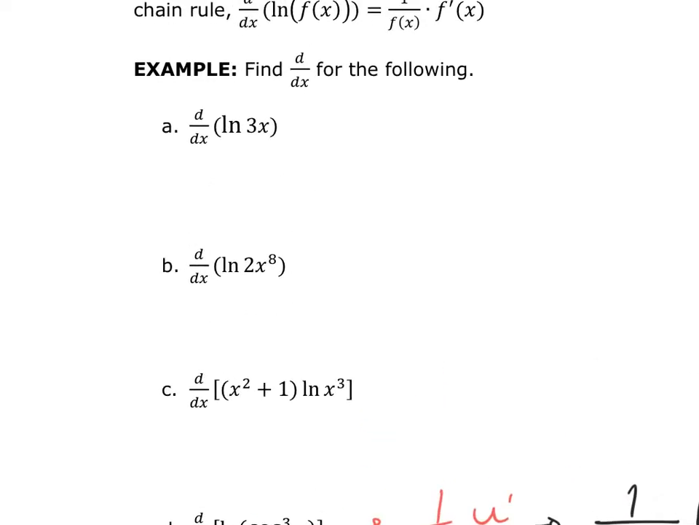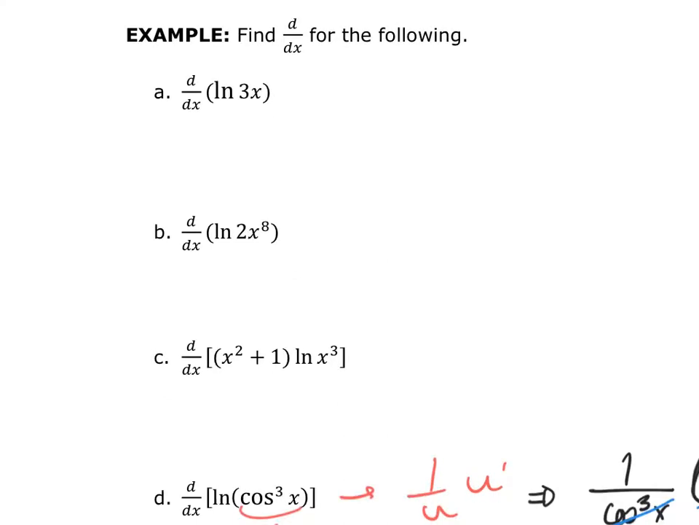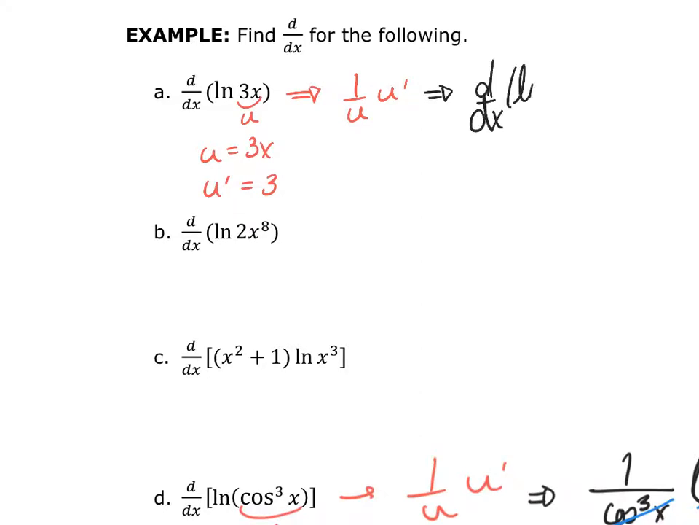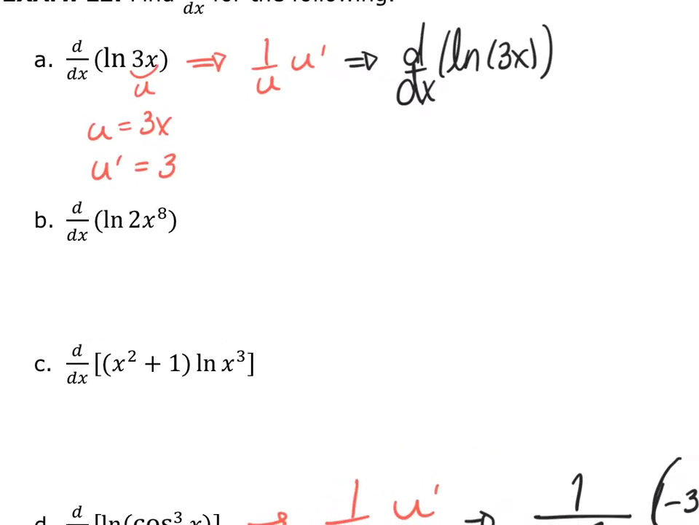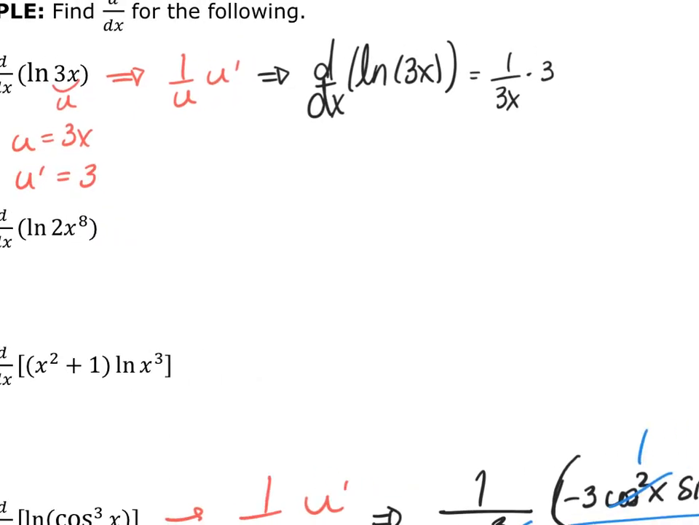Go ahead and do those first 3, and then I'll give you some time to go over them. All right, let's take a look at the first one. I want to consider 3x as u. So u equals 3x, u prime is equal to 3. The derivative of the natural log of 3x should simply be 1 over 3x multiplied by 3. So my answer is just 1 over x.